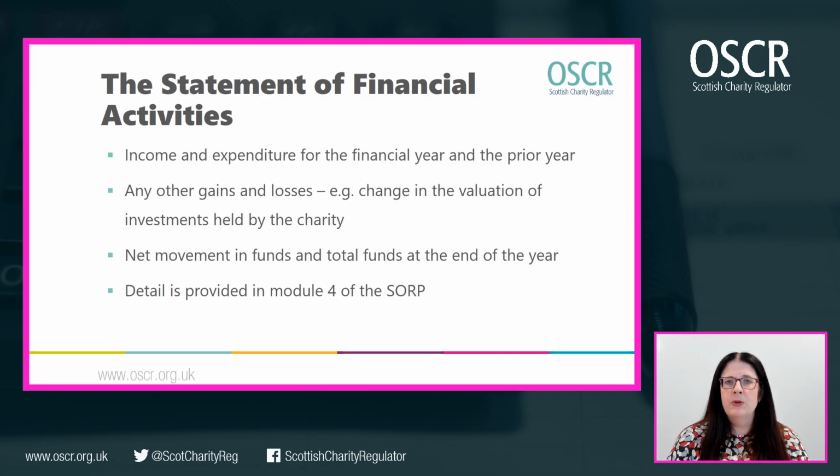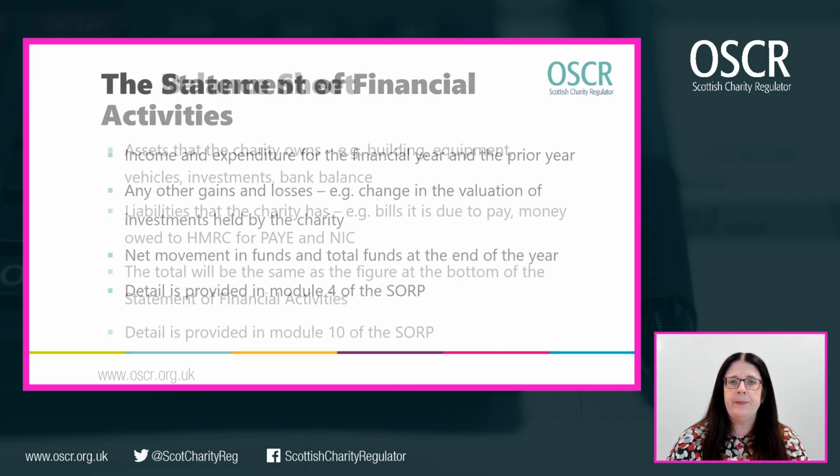And the figure right at the bottom of the statement of financial activities, sometimes we call this the SOFA by the way, will equal the figure that you have on the bottom of your balance sheet. Both the main financial statements will have the same resulting figure at the bottom. If you need more detail about the statement of financial activities, you can find this in Module 4 of the SORP.